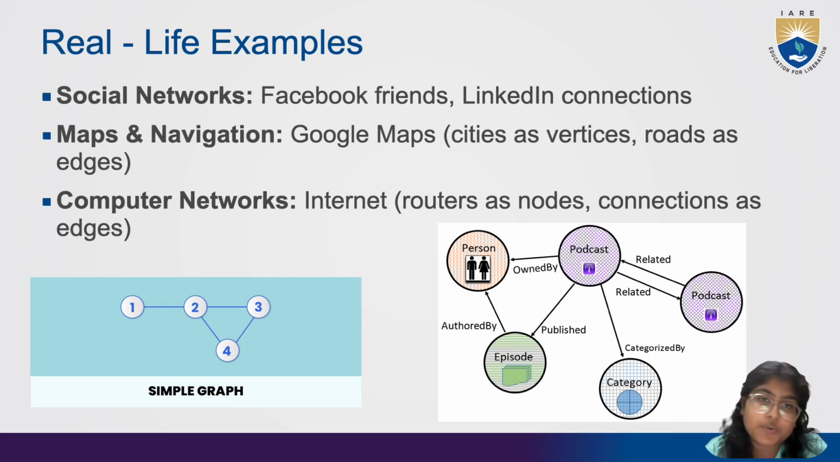So where exactly do we use graphs? Consider Facebook, for example. Essentially, each user is a vertex, and the friendship between two users is an edge connecting them. Another example is Google Maps, where locations are nodes and roads connecting them are edges.